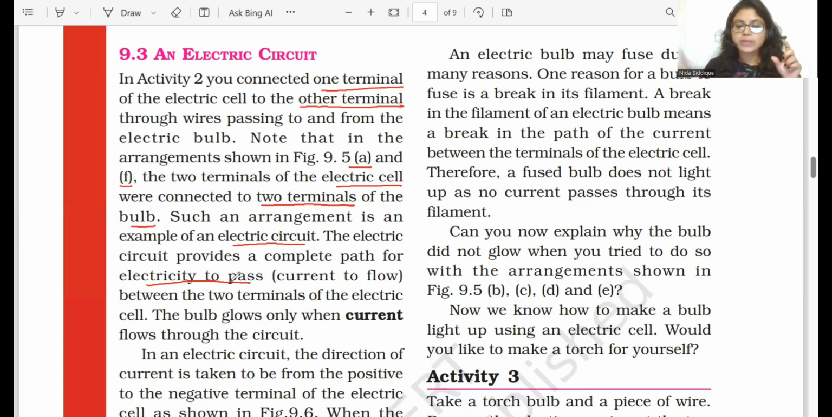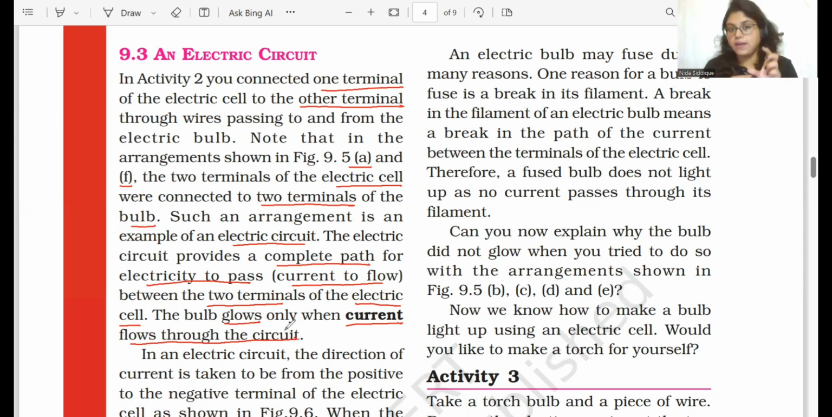And ये electricity के बीच में कहीं पे speed breaker नहीं आना चाहिए. There should be no breakage in between. Okay, so there should be a complete path for the electricity to flow, or for the current to flow from one terminal to the other terminal. Okay, from the positive to the negative terminal. So the electric circuit provides a complete path for the electricity to flow between the two terminals of the electric cell. And the bulb will glow only when the current flows through the circuit. जब circuit में current flow करता है, तभी electric bulb glow करेगा.